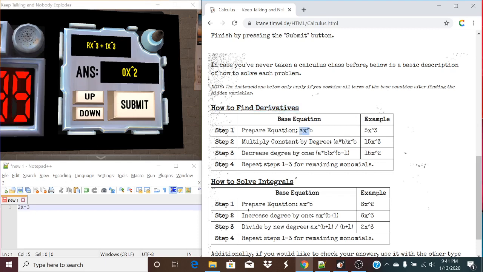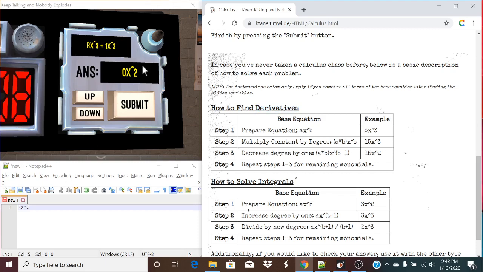So we have our equation, a of x equals b, and we can follow along with this example here. So we have 5x to the power of 3, and then we have to multiply the constant by the degree, in this case being a times b. So 5 times 3 gives us 15 right here, and then we'll decrease the degree by 1. And that's how this module works. That's pretty much it for derivatives.